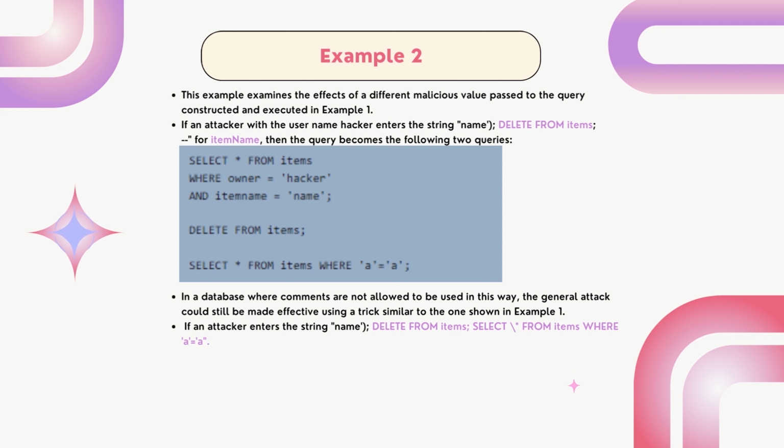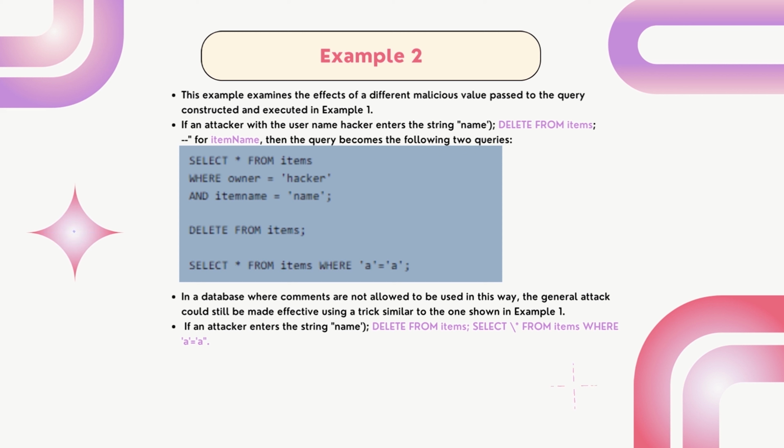In a database where comments are not allowed to be used in this way, the general attack could still work using a trick similar to the one shown in example 1, and if an attacker enters the string name'; delete from items; select * from items where 'a'='a', then there are two statements. Delete from items is a delete SQL statement that would typically remove all records from the items table in the database. Deleting all the records from a table without any condition can be a destructive action leading to data loss.